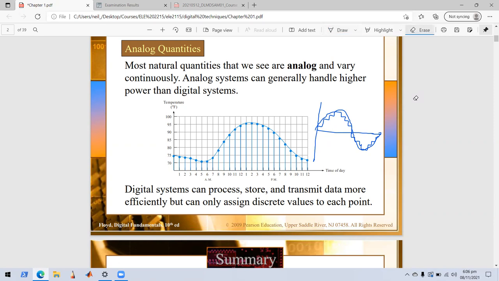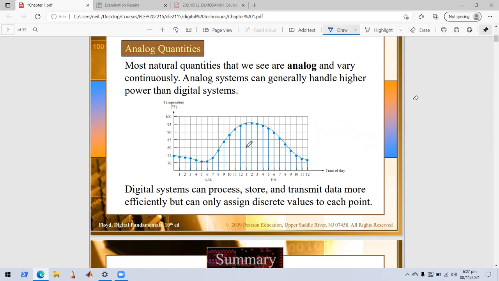Okay, now as we go through the course and you finally read the textbook, you can learn a little bit more about all the differences between analog quantities and digital quantities. All right, yeah.